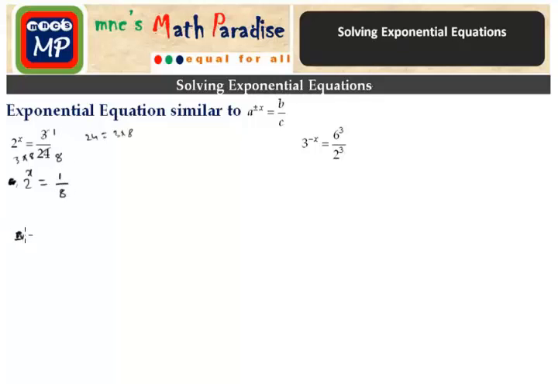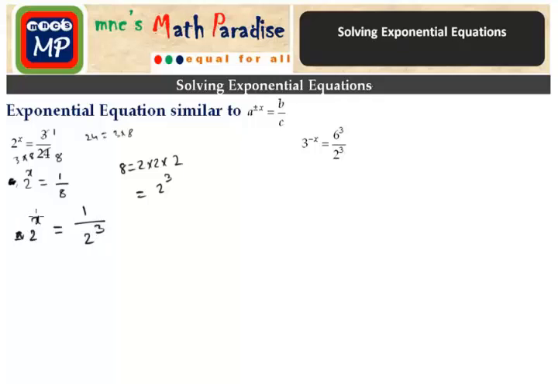Now 2 to the power x. Here the base is 2, so we need to convert this 8 into base 2. That means 8 equals 2 times 2 times 2, so we can write it as 2 to the power 3.